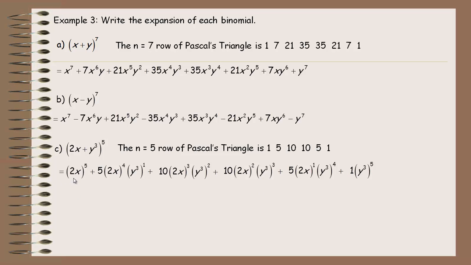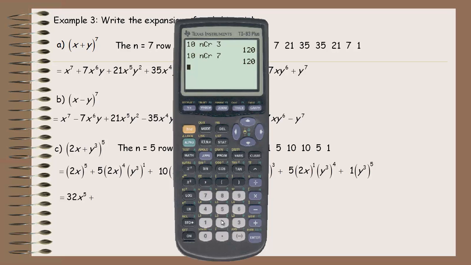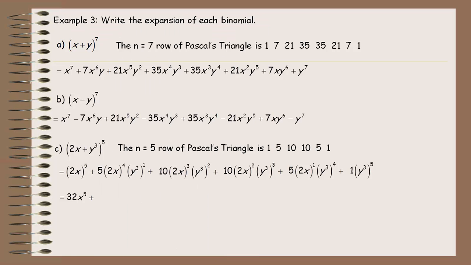So now what we need to do is simplify each individual term. So 2x to the fifth. Now, a very common mistake here is a lot of people forget to raise the 2 to the power of 5. So 2 to the power of 5 is 32. Again, we could bring the calculator over. 2 to the power of 5 gives us 32. So that's why that's 32. And then, of course, you also raise the x to the power of 5.